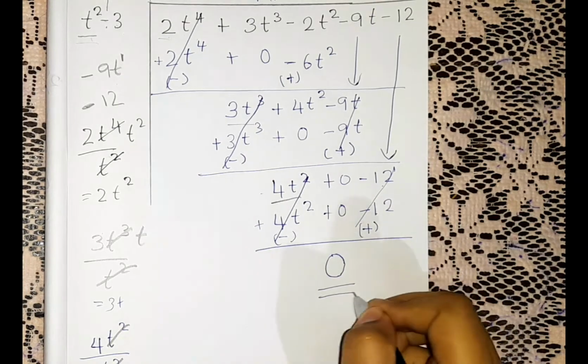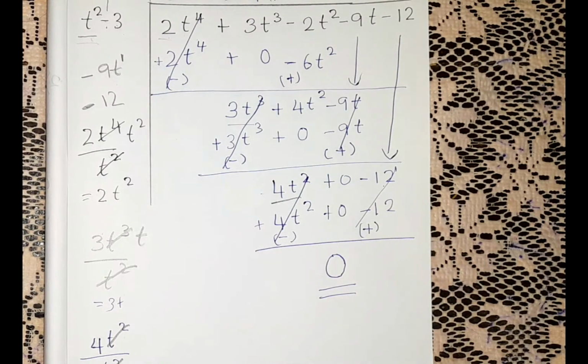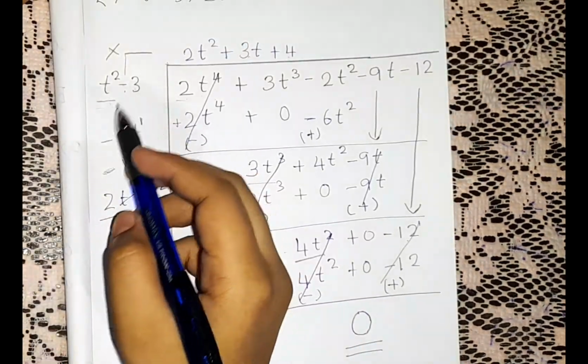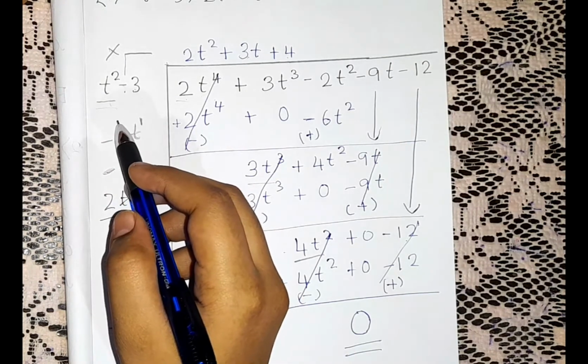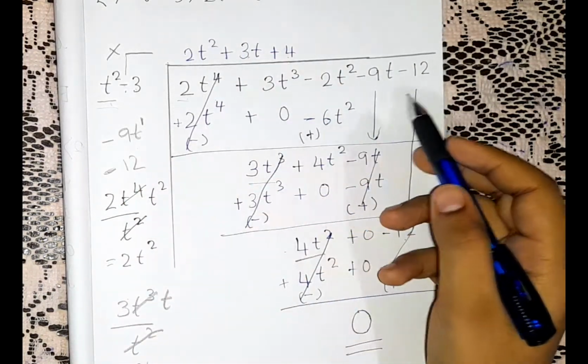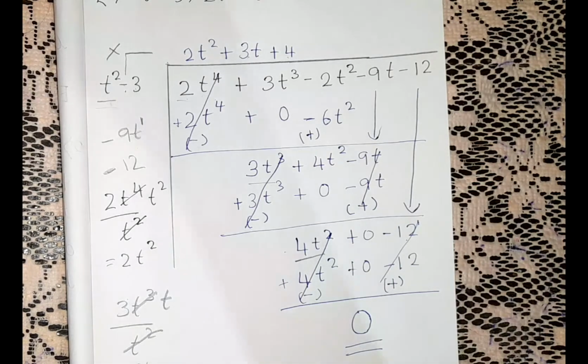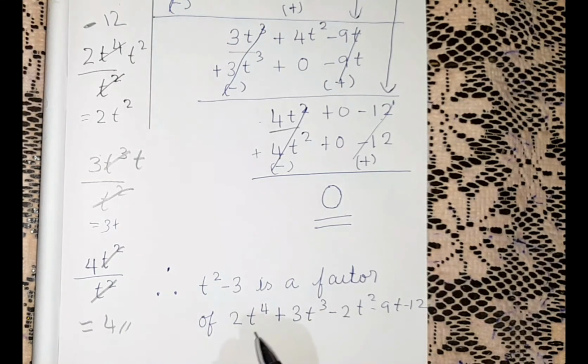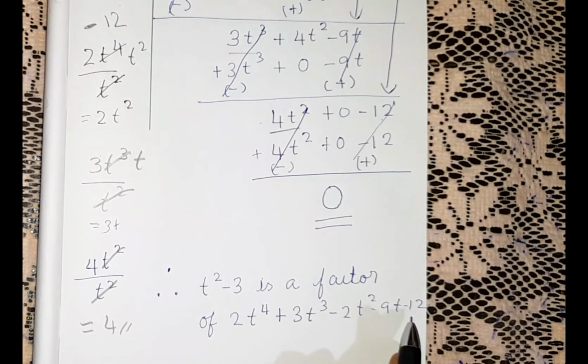So finally we got 0. So what are we supposed to do? We are supposed to write t square minus 3, so that is this one. Okay, we are going to be writing the divisor. T square minus 3 is a factor of these values, whatever we wrote inside. Let me just write it. So now I wrote, therefore t square minus 3 is a factor of these values, that is 2t power 4 plus 3t cube minus 2t square minus 9t minus 12.